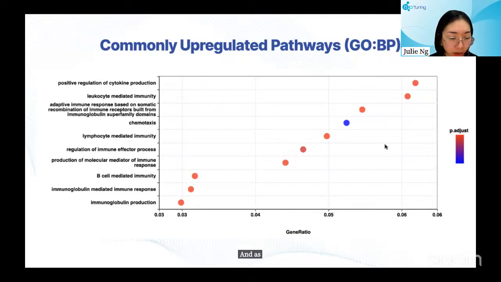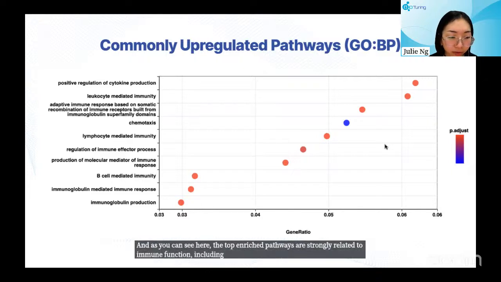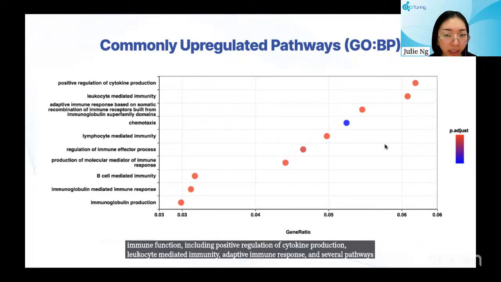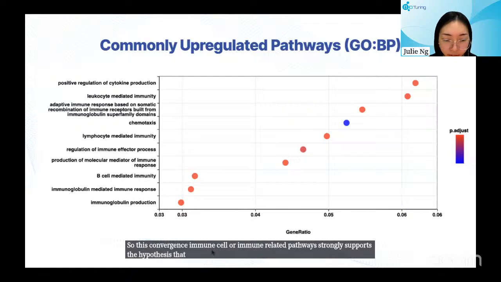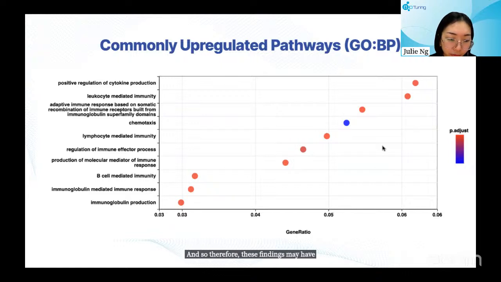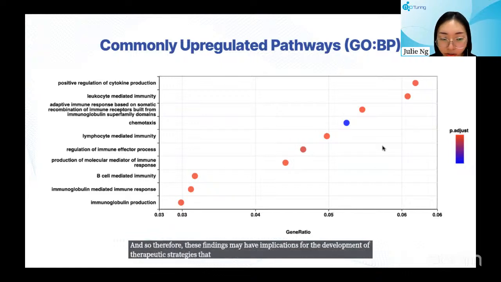As you can see here, the top enriched pathways are strongly related to immune function, including positive regulation of cytokine production, leukocyte-mediated immunity, adaptive immune response, and several pathways related to B cell and immunoglobulin activity. So this convergence on immune-related pathways strongly supports the hypothesis that dysregulation of the immune system is central and a shared mechanism in both Crohn's disease and ulcerative colitis. Therefore, these findings may have implications for the development of therapeutic strategies that target these shared immune pathways.